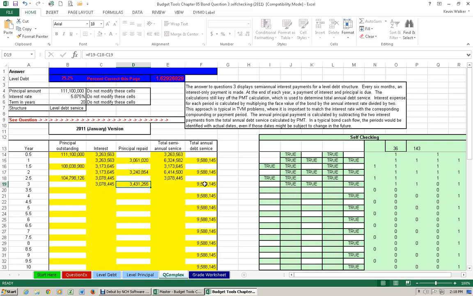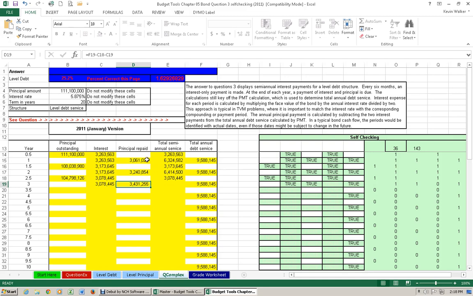So it's this amount minus the interest you paid. You're paying this much every year, $9,508,145. This is just telling you every 6 months how much you're paying in interest, because you're figuring out by half year. This is your interest rate, and so now here, all you're simply doing is the subtraction. That gives you your principal repaid.